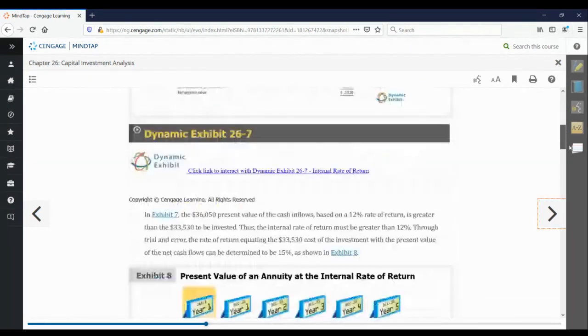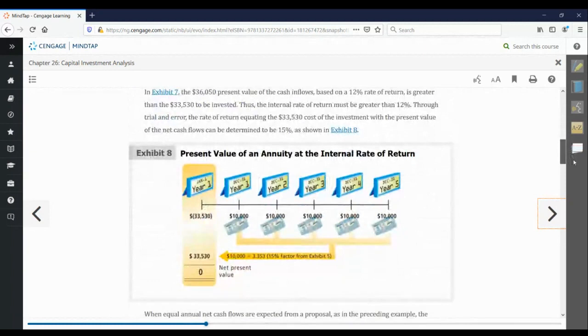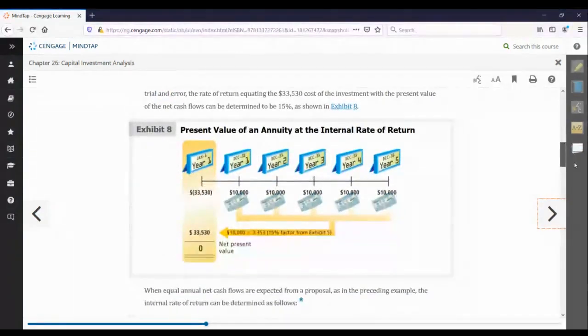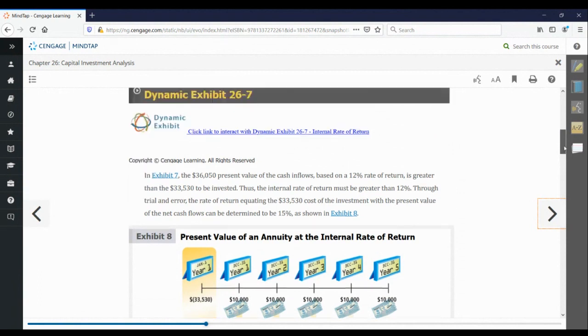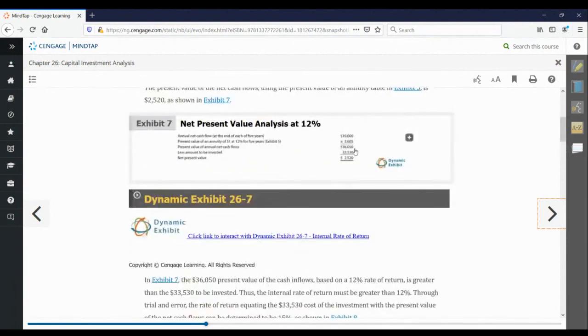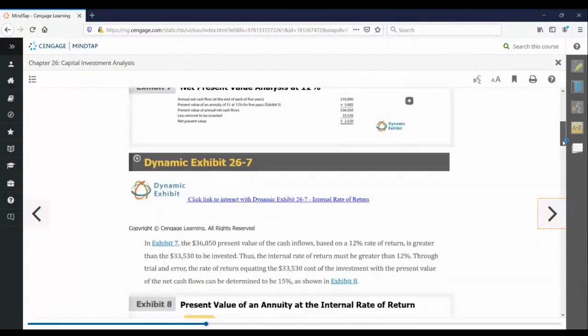But if you were wanting to look at the internal rate of return, what we will do is we will take the present value of the cash flows, which was $36,050. That's what we found here.